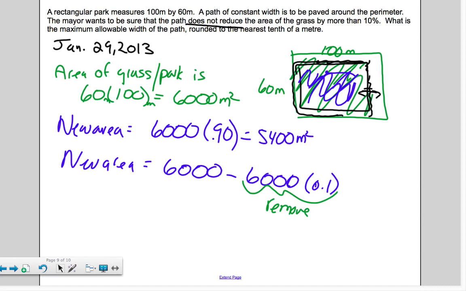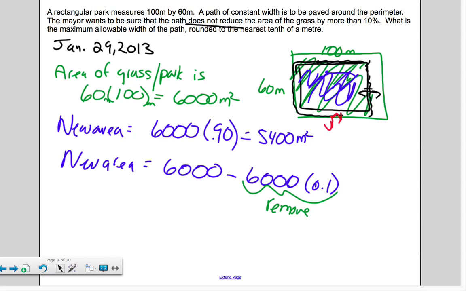Before we can figure out the area, we're missing something here in our diagram. What are we missing in our diagram? What are we trying to find? The width of the path, right? So let's just say that this is the width of the path.